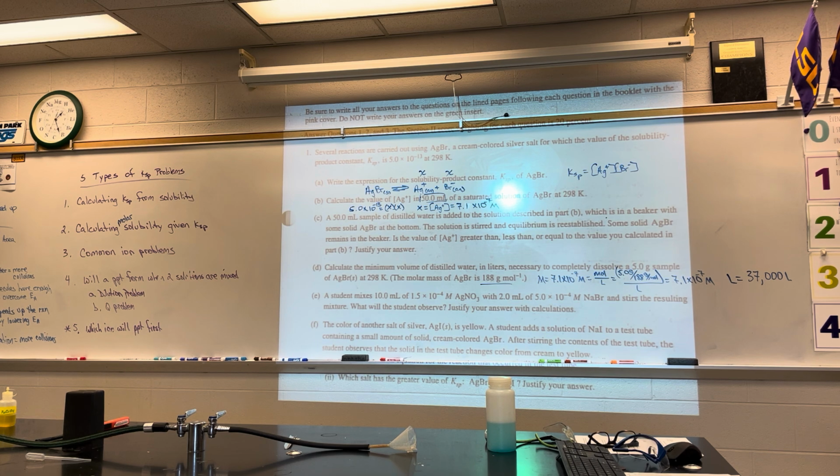Okay? So yeah, to get 5 grams to dissolve takes 37,000 liters. So what does that tell me about the solubility when you have a KSP of 10 to the minus 10th, or minus 13? You're not going to get much. 37,000 liters is a lot. It's like a swimming pool.